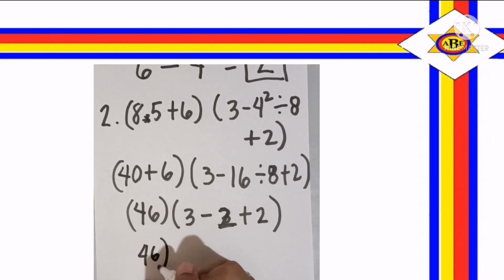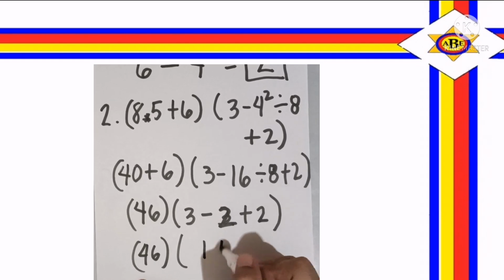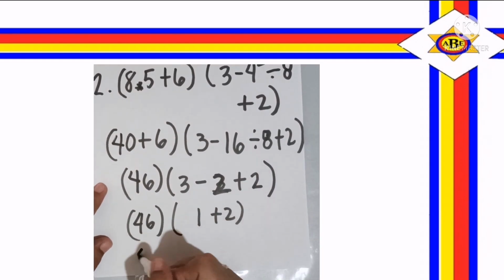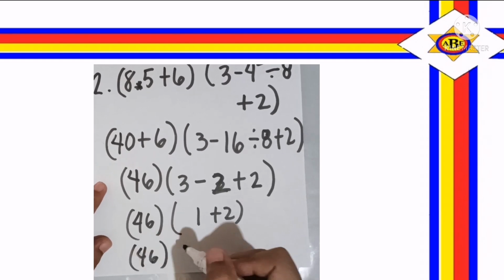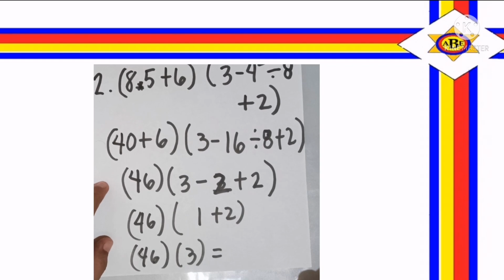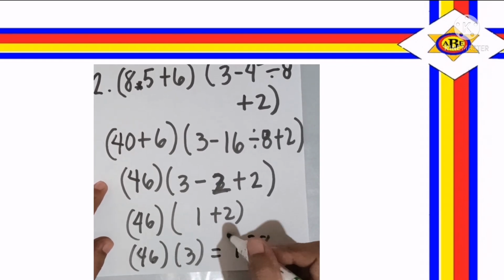So then we have 46. So this is 1, plus 2. So, we got now 46 times 3. So, what's our answer? 138. Okay?